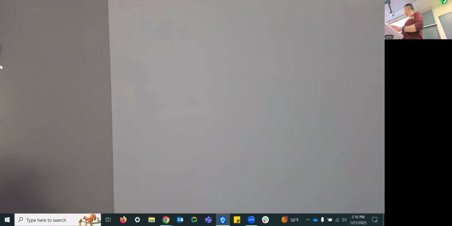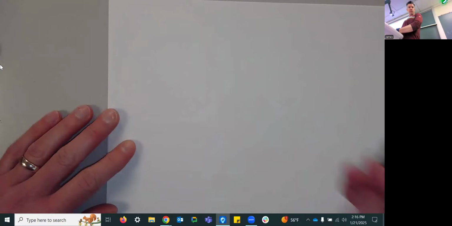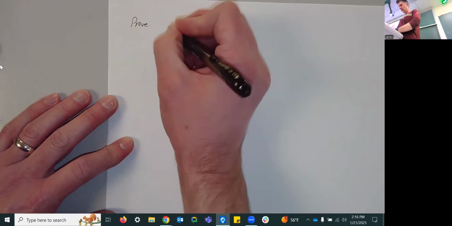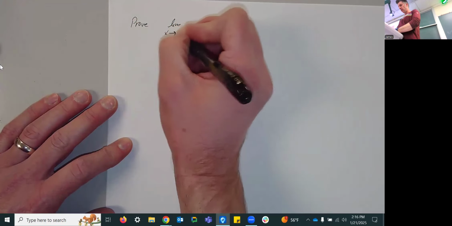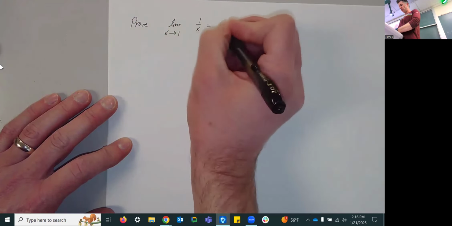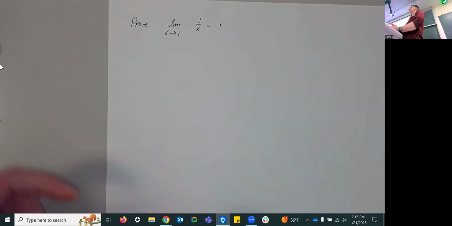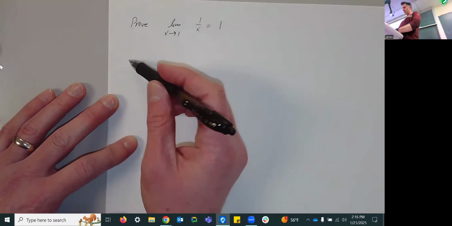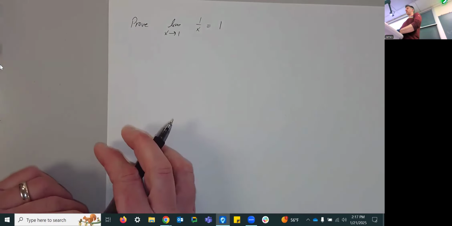So I saw this example from class, which was to prove that the limit as x approaches 1 of 1 over x is equal to 1. Which is a very similar problem to the one we just did. And I feel like he did something strange, which I don't feel like I was on board with exactly. So here's the way I would do this problem.